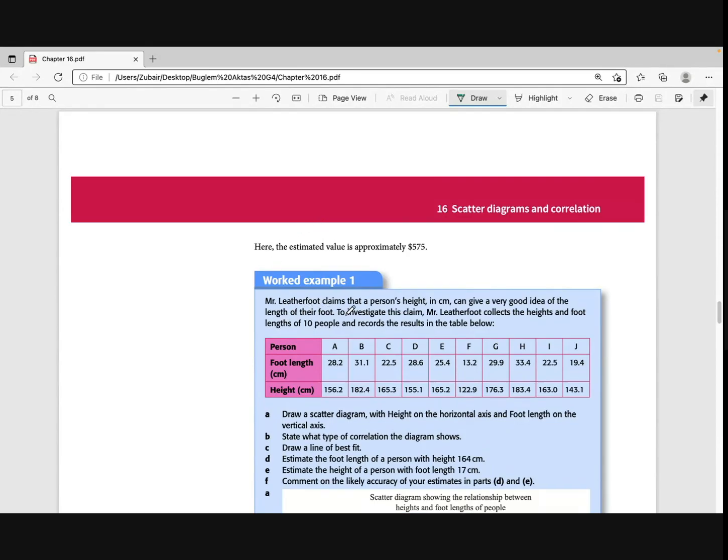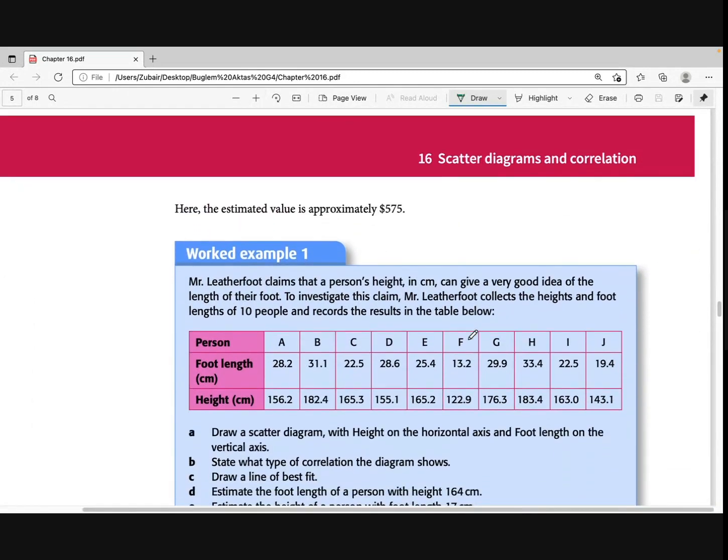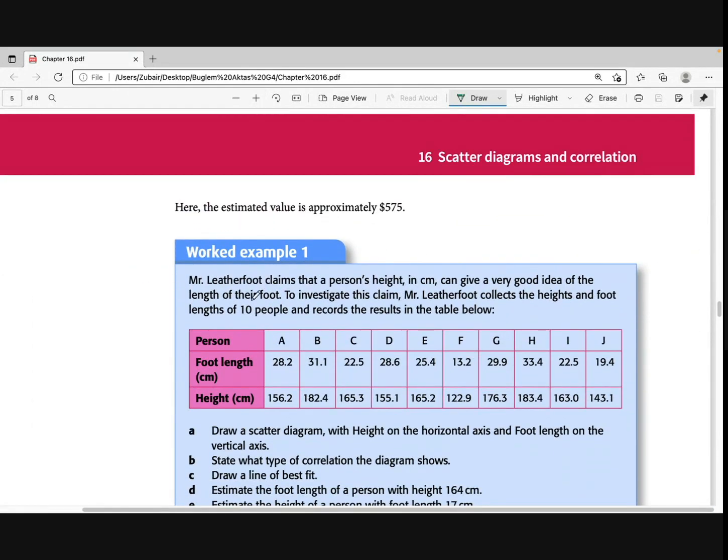Mr. Leatherfoot claims that a person's height in centimeters can give a very good idea of the length of their foot.